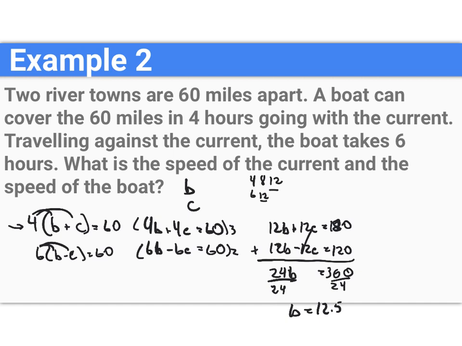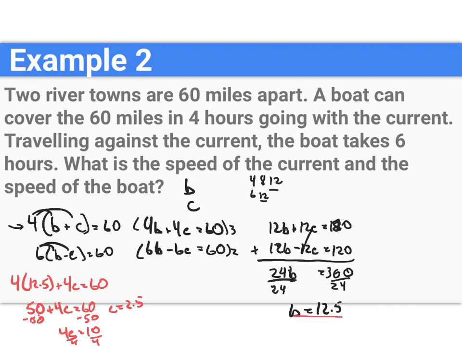Now what we have to do is go back and stick this into both equations. So 4 times 12.5 plus 4C equals 60. 4 times 12 is 48, 4 times 0.5 is 2, so 50. So 50 plus 4C equals 60. Subtract 50, subtract 50. 4C equals 10. Divide by 4, divide by 4. C equals 2.5. All right.